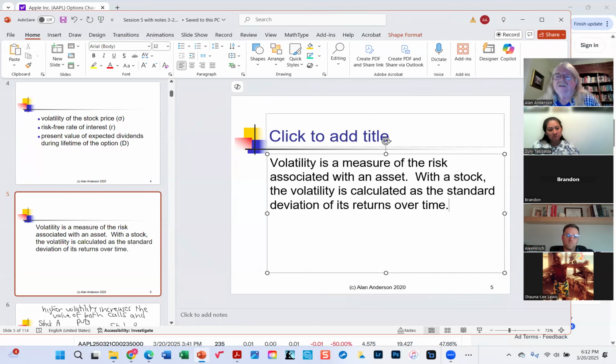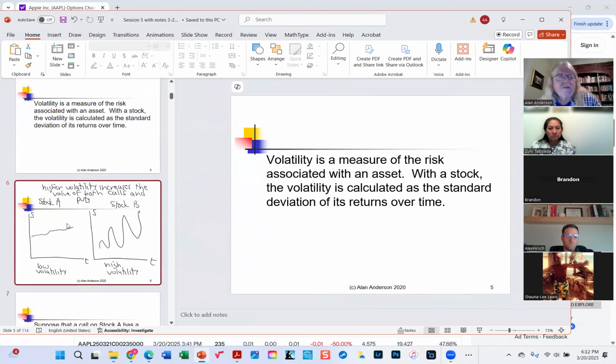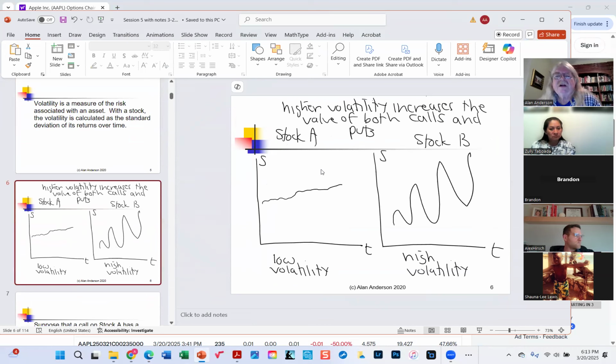In order to calculate a stock's volatility, one way to do it is to take historical data, calculate the rates of return, and then calculate the standard deviation. That number is meant to be an indication of how much the price bounces around over time. I've got a graph here that I've done in the past to illustrate how this works. Suppose we have two stocks, A and B. The one on the left clearly has low volatility because the stock hardly ever changes. The one on the right bounces around all over the place, so it has a high volatility.